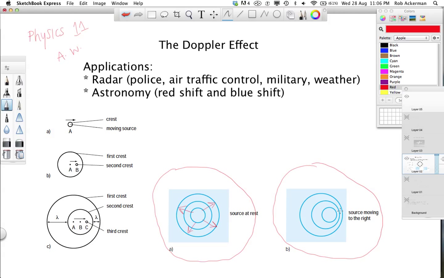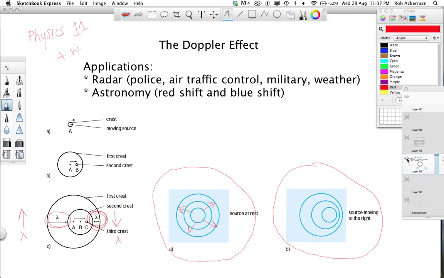Now let's analyze this using physics. Take a look at these wave crests. Remember, the wavelength is the distance between any two crests. Going back to this diagram here, you can see that the wavelength of the waves that are in front of the moving object are shorter than they are in the back. Here they are longer. So what does this mean? This means in the back, the wavelength, lambda, is longer, but in the front, the wavelength is shorter.